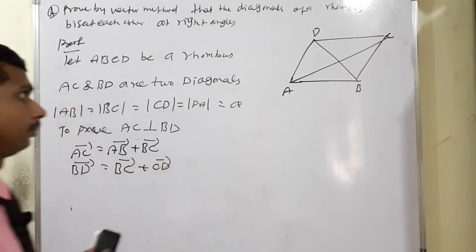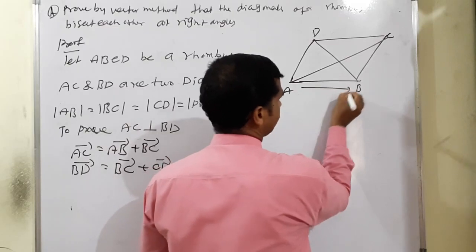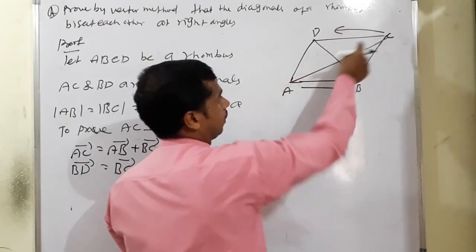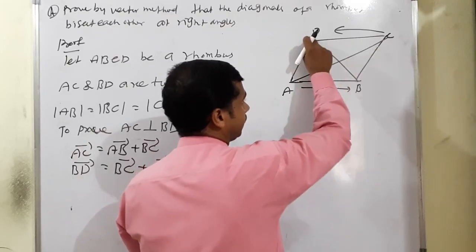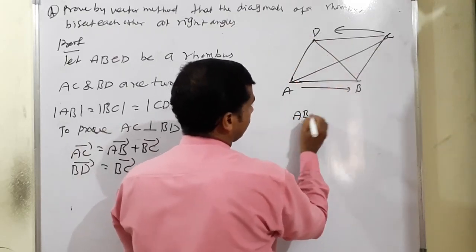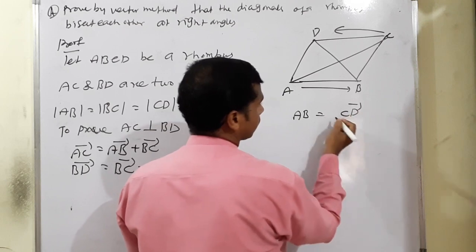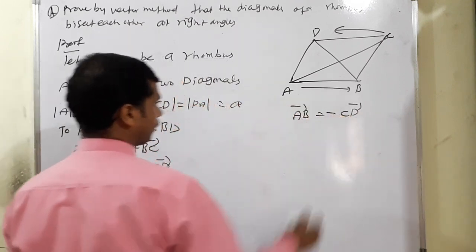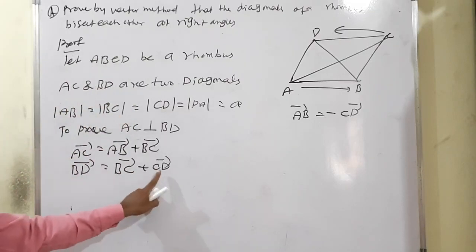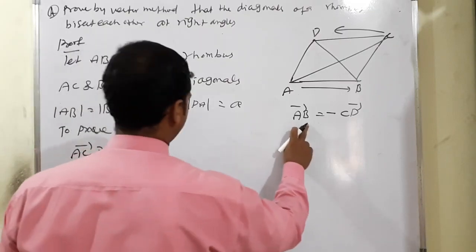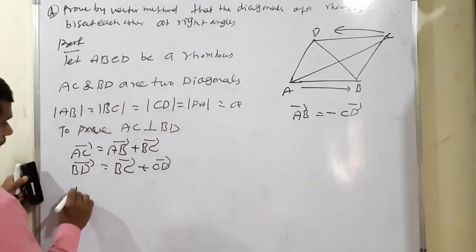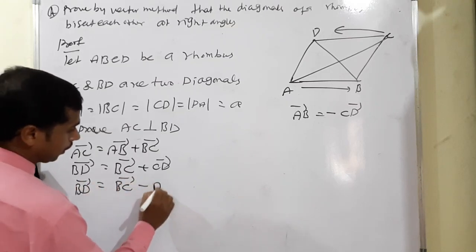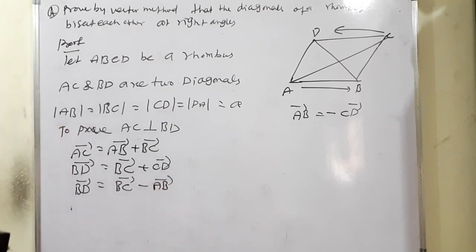Look at there. This is going in the A to B direction, but this is going C to B, the opposite direction. AB is equal to CD, but in reverse direction, so we have to consider a minus sign. So AB vector is equal to negative CD. Therefore, instead of CD, we can write negative AB, isn't it? So BD vector is equal to BC vector minus AB vector.